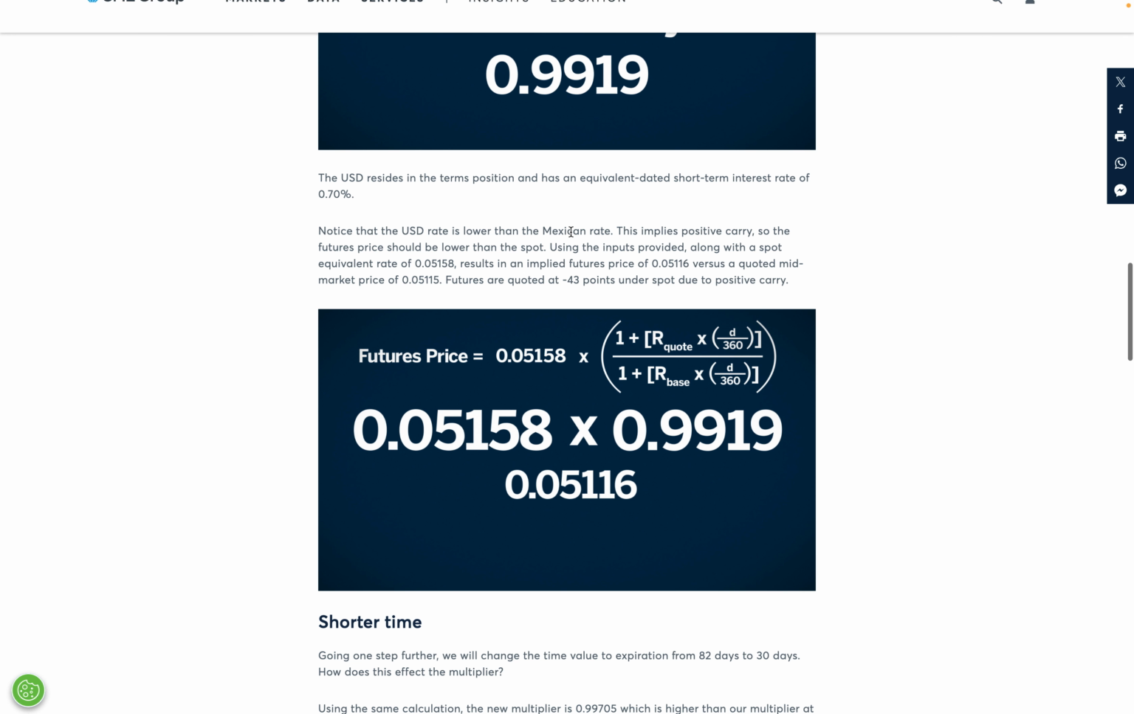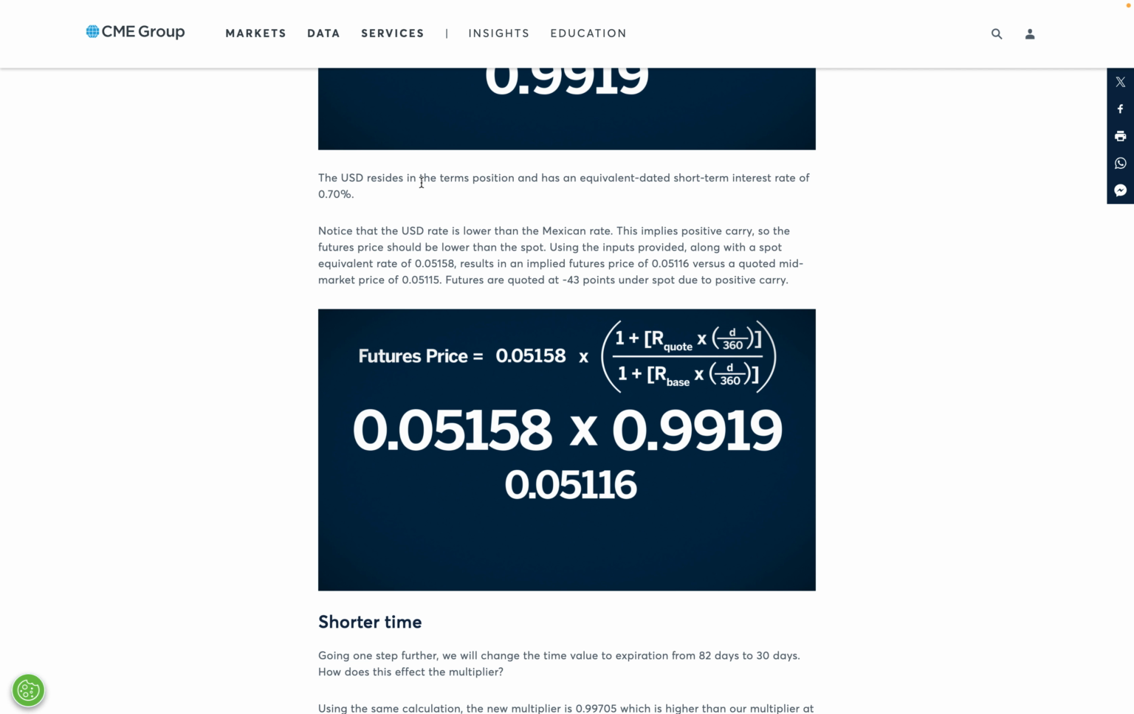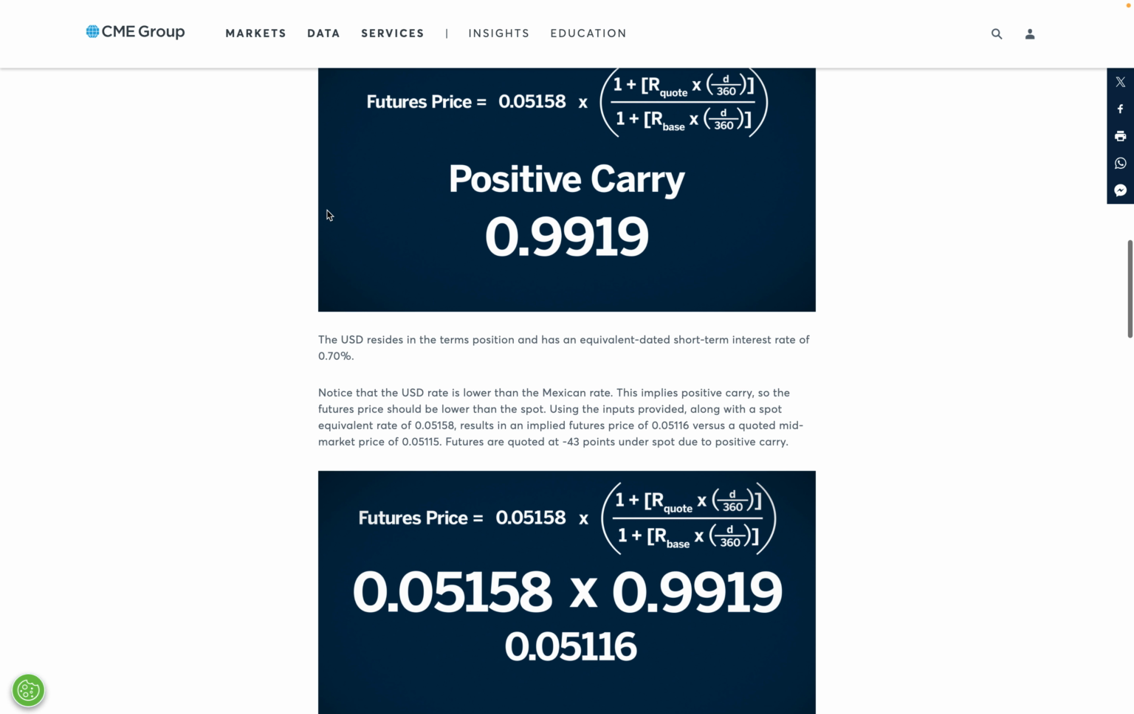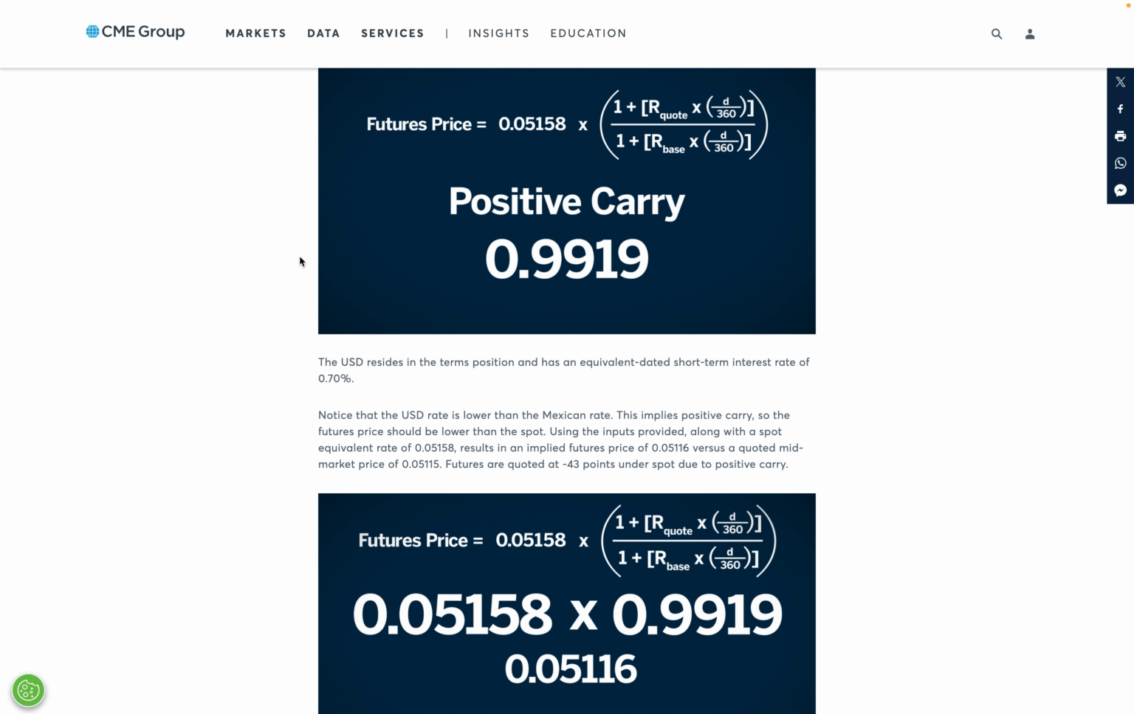Okay, and then the USD resides in the term position and has an equivalent dated short-term interest rate of 0.70%. Notice that the US rate is lower than the Mexican rate. This implies positive carry, so the futures price will be lower than the spot.